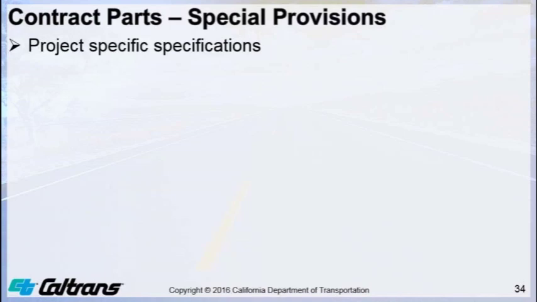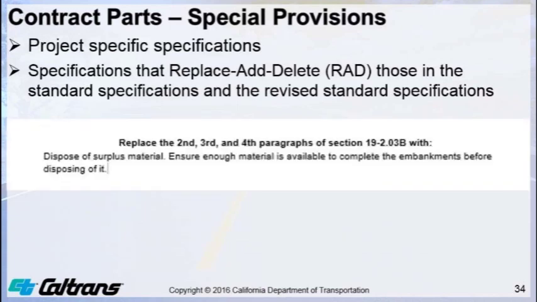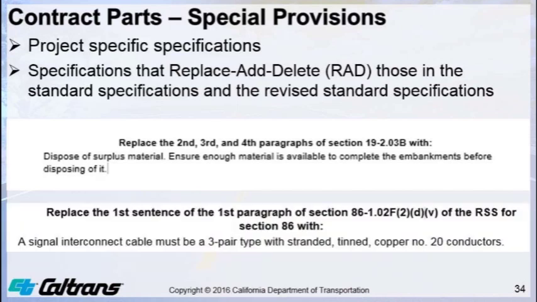Now let's look at the special provisions. The special provisions are project-specific specifications. The specifications in the special provisions use the replace, add, delete (RAD) method to modify standard specifications and the revised standard specifications. For example, here is a special provision for Section 19-2.03B. The second example shows a special provision that modifies a sentence in a revised standard specification.